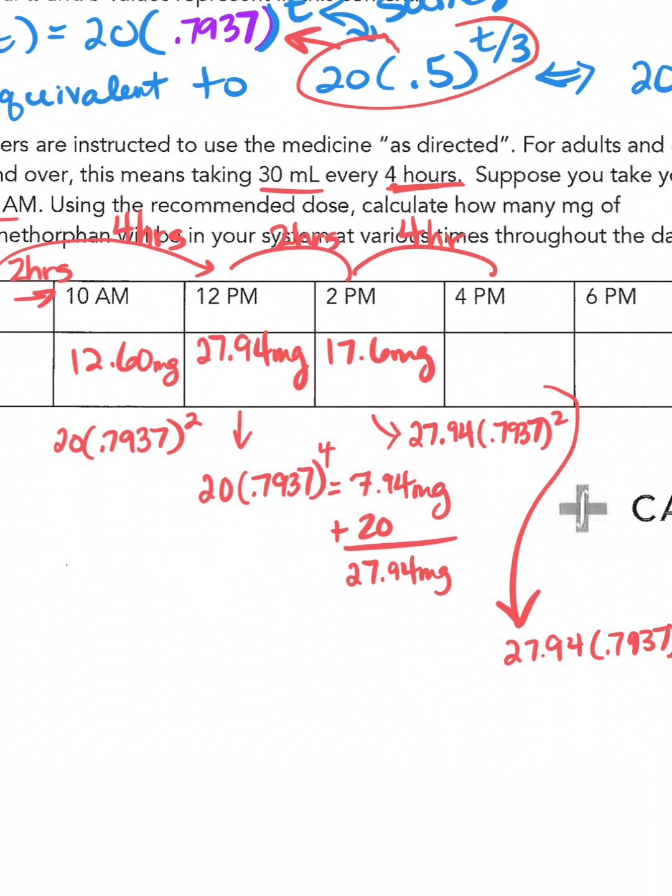But then, 4 hours have passed, so now we're taking 20 milligrams again. So we're at 31.08 milligrams. Look what's happening. It's going up, up, up, up, up. Every 4 hours, you're getting a little more, a little more, aren't you? So now we're at this.